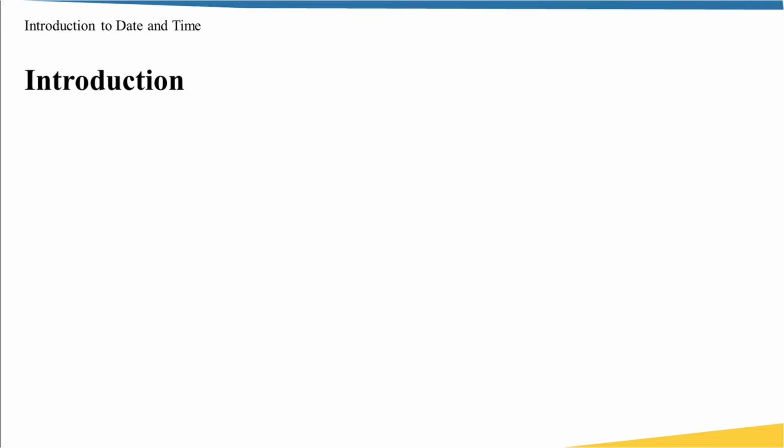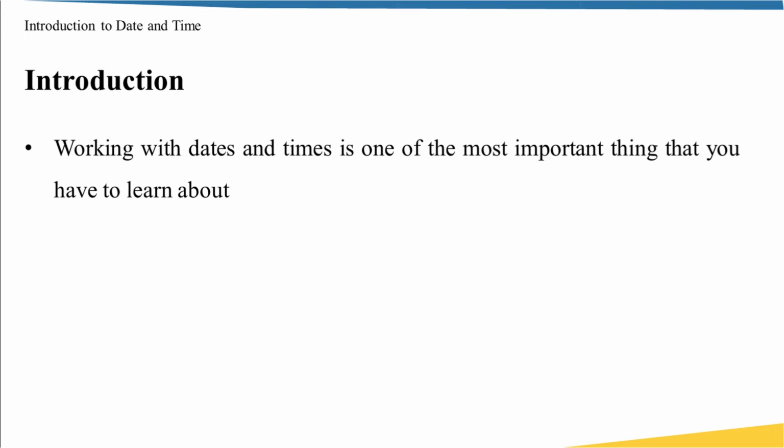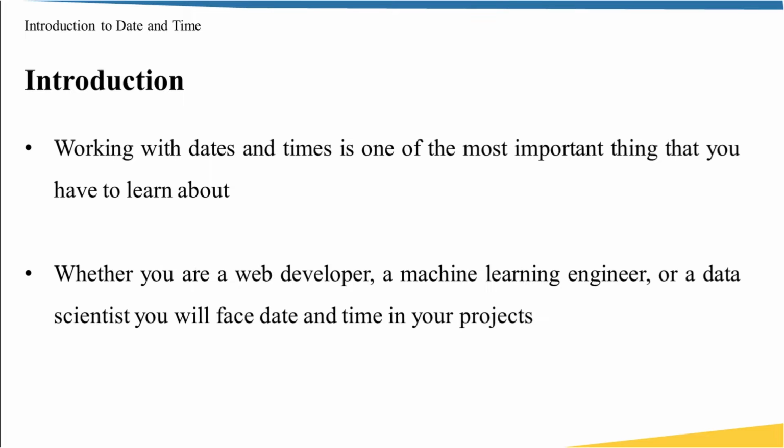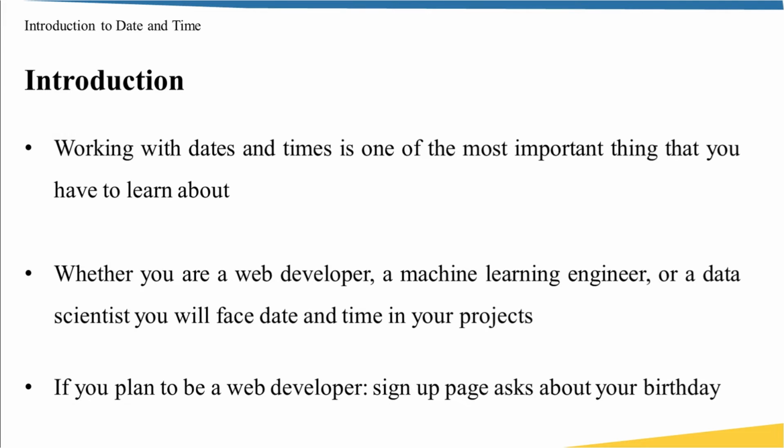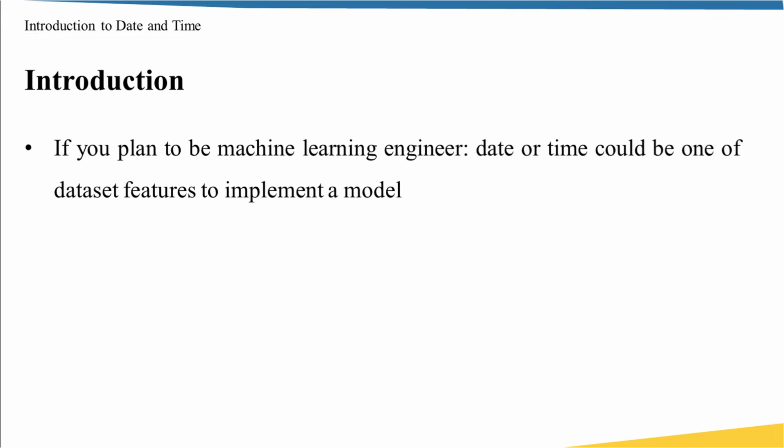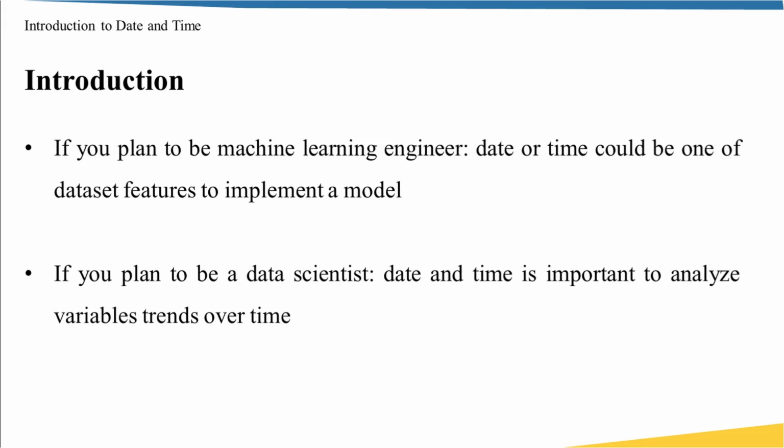The first thing that you have to know is that working with dates and times is one of the most important things that you have to learn about. Why? Because whether you are a web developer, a machine learning engineer, or a data scientist, you will face date and time in your project. For example, if you plan to be a web developer and you want to create a sign-up page, usually you ask your customers about their birthday, which is a date. Also, if you plan to be a machine learning engineer, you have to know that date or time could be one of the dataset features used to implement the final model. Finally, if you plan to be a data scientist, date and time is quite important to analyze variable trends over time. So literally, date and time exist everywhere.